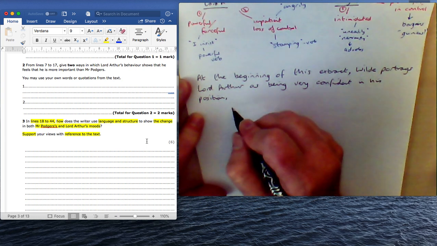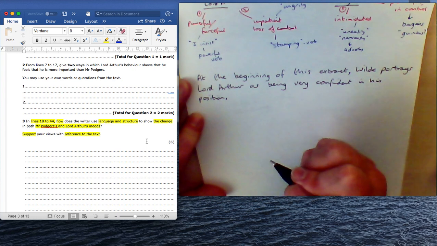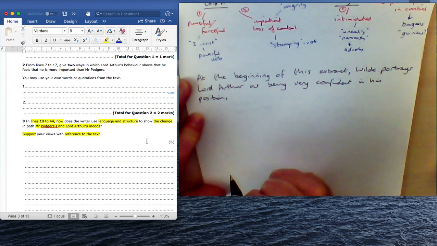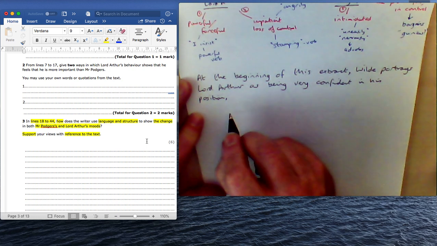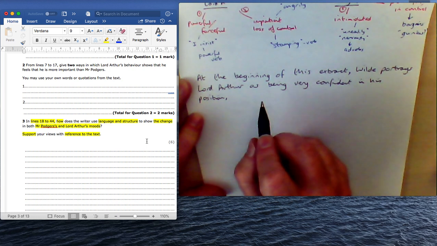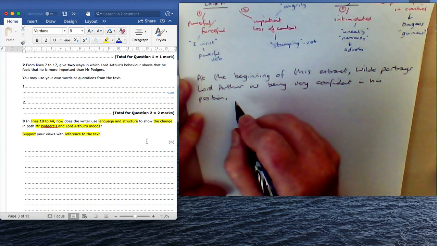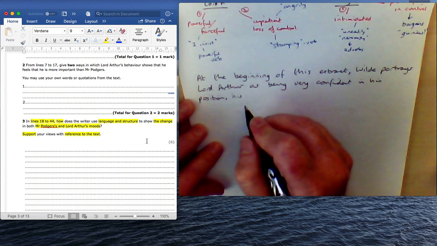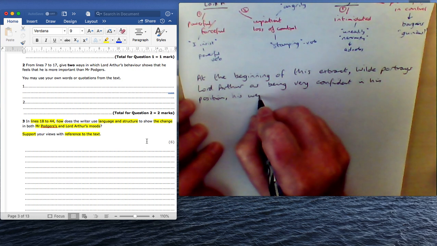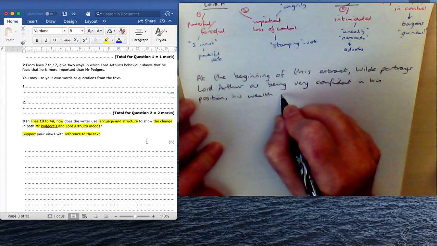Well, he's wealthy, so I'm going to begin a list and I'm going to almost use a rule of 3 here. Just because this is the fiction paper in my answer, I can use one of my techniques to improve the quality of my answer. So I'm going to say, at the beginning of this extract, Wilde portrays Lord Arthur as being very confident in his position. That's his social position, because he is a lord after all. His wealth and the power it gives him.